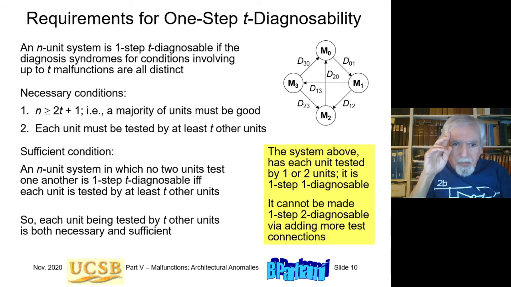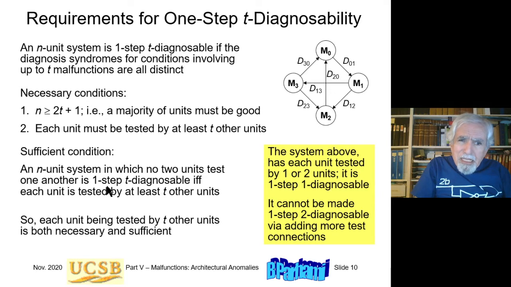So that's a necessary condition. A sufficient condition is this: an n-unit system in which no two units test one another is one-step t-diagnosable if and only if each unit is tested by at least t other units. Okay, so this condition that no two units test each other is obviously satisfied in this graph. M1 tests M2, M2 does not test M1. So there are no directed links in both directions. Okay, so that requirement is satisfied.